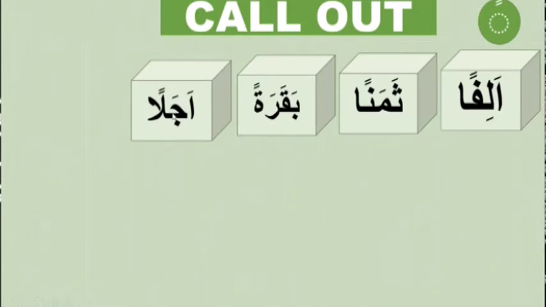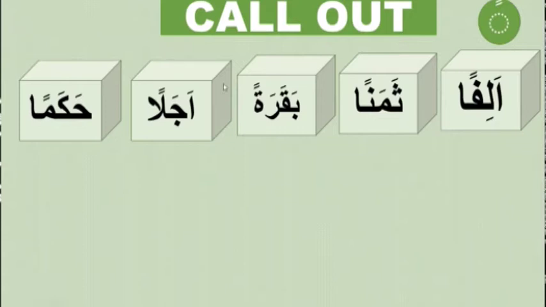Number 4, ajalan. Again, look at the lan here, how it's spelled. Lam, and then the last letter is the alif in writing, which becomes lan. The last example is hakaman. Mim with alif, man. Fathatain.